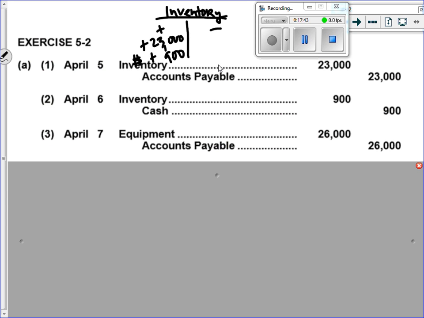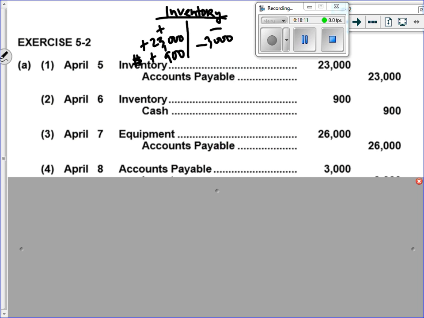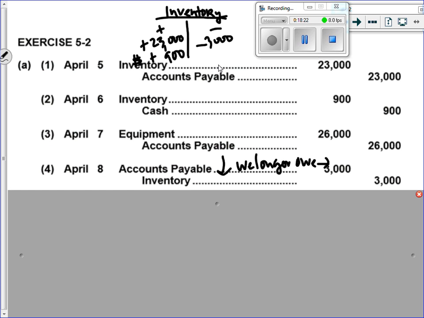Well, of course, April 8th rolls around, and we finally get this stuff from Botham Company, and what was the problem? They had some damaged stuff, okay? So do we still have this $23,000 worth? But we minus how much? $3,000, okay? You're going to see accounts payable go down because we no longer owe $3,000 because we sent some back. It was damaged.